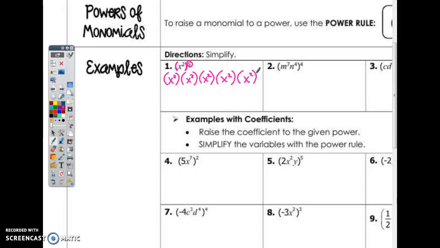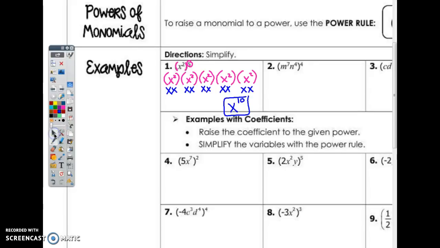So if we follow what we learned yesterday, when you're multiplying exponents, you're really just counting them and adding, right? So if I have 2 x's here, and 2 x's here, and 2 x's here, how many x's do you have in total? 10. X to the 10th power. Okay? Let's do the same thing with problem number 2.